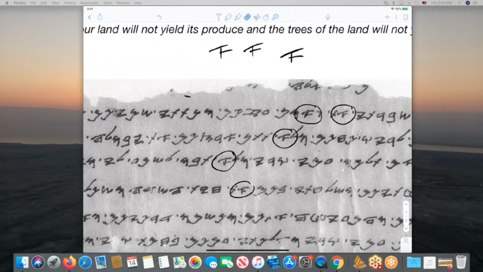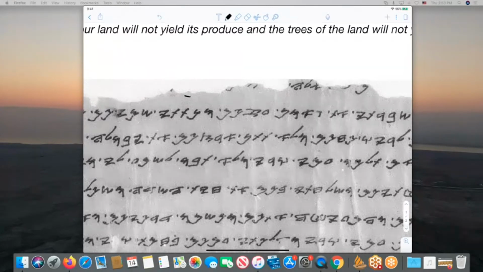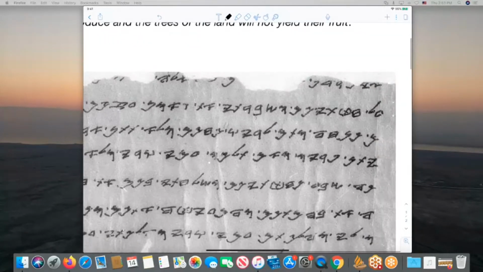Something like that. It reminds me of an F in English. So we've got our aleph. So I'll write that over here on the right-hand side.